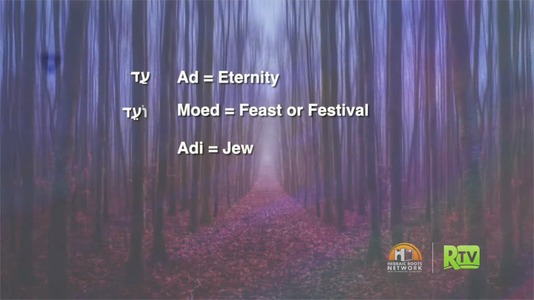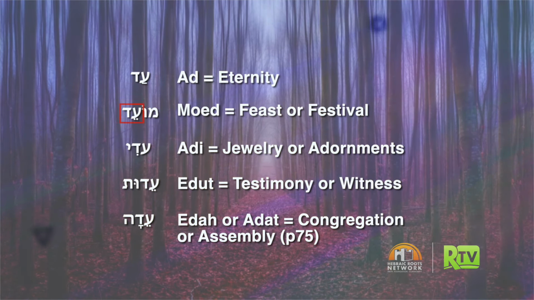And if we remember just briefly, I didn't get into a lot of the Hebrew, but the Ad represented eternity, and the Moed with that festival, the means by which we reach eternity. There's also Adi, which is the jewelry or ornaments. There's Edut, which we briefly touched on with Acts, that testimony or witness. And then Ida or Adat, well, that's your congregation or assembly. So many translations will often say the churches. Well, it was a congregation.